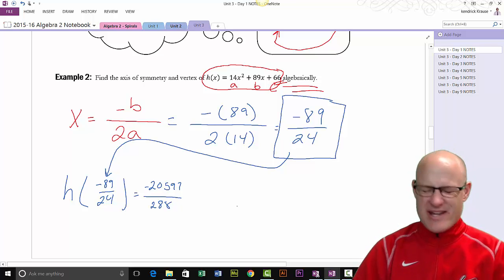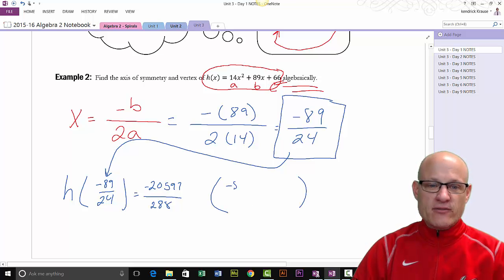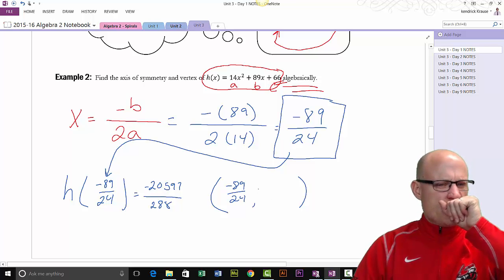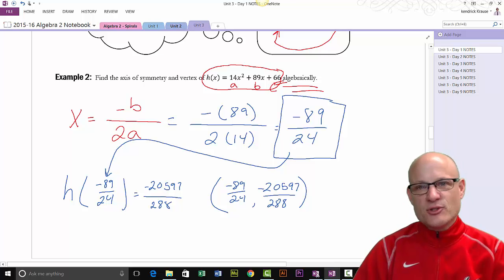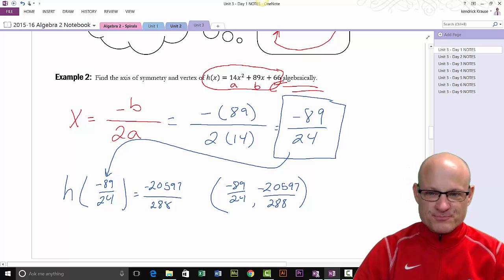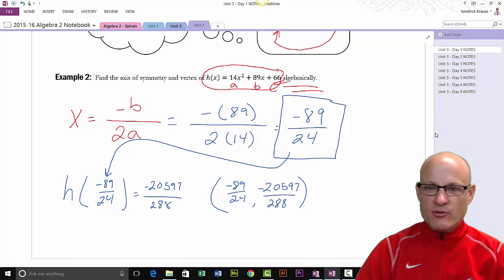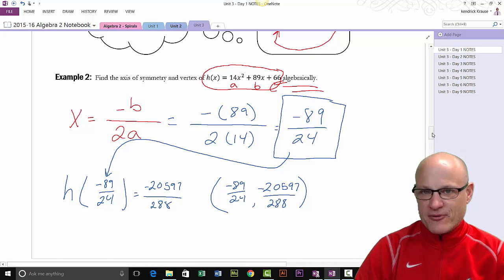So clearly you could not have done this graphically because there's no way you'd find the vertex negative 89 over 28, comma, negative 20597 over 288. Whatever. Use your calculator. I mean, come on. We're not going to do that on a test, by the way. I'm just being silly on this one, trying to drive home the point. That's not that difficult. This is as crazy as it gets.